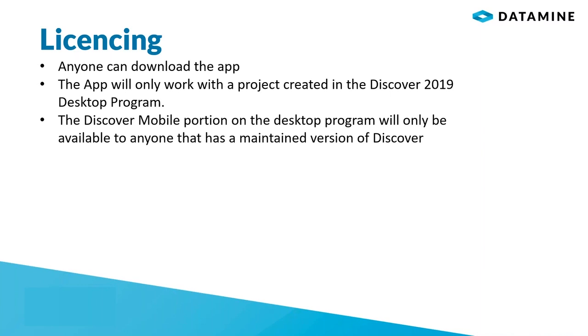The mobile portion of the desktop program will be available to anyone that has a maintained version of Discover. So you don't have to pay any extra for it. It's not a separate product. It's part of Discover as long as you're a maintained customer. So if you fall out of maintenance, you won't be able to use mobile. So you've got to keep maintained.